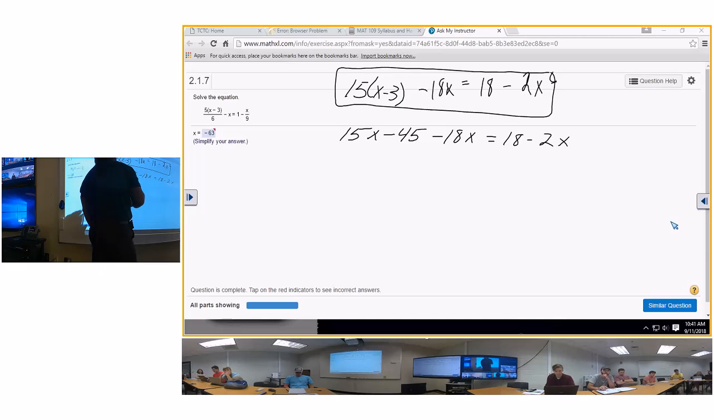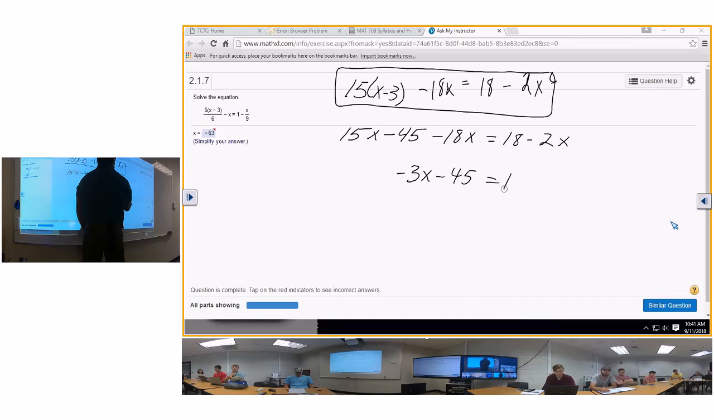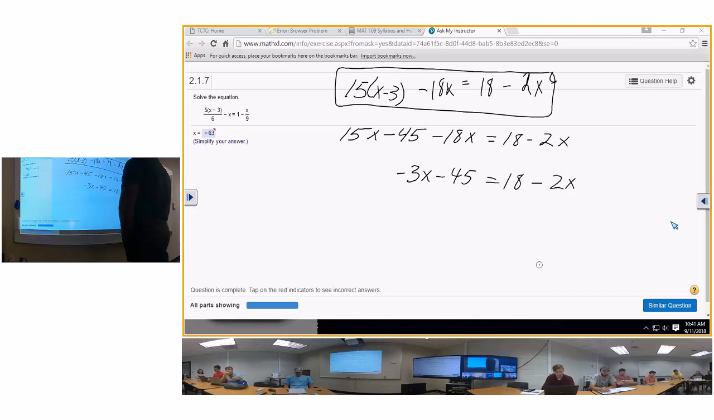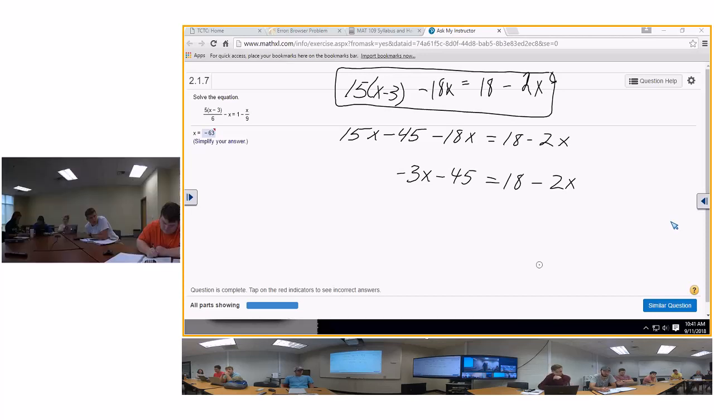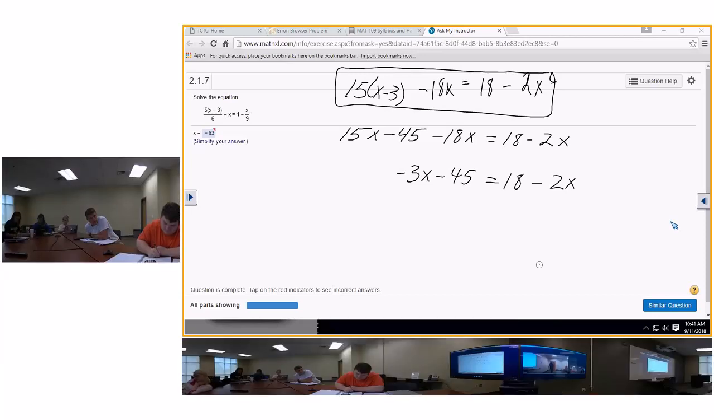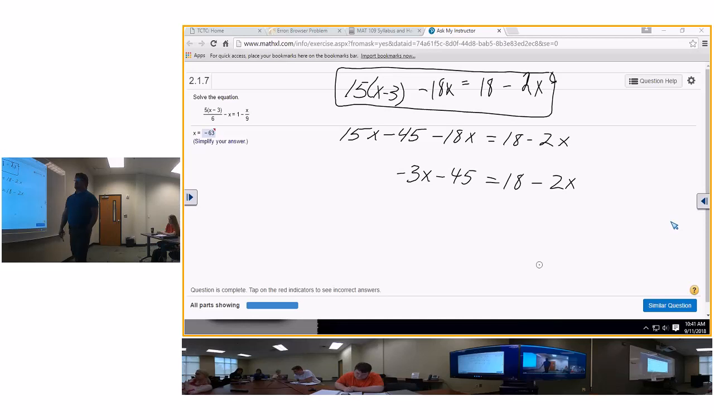15x minus 18x is negative 3x, minus 45, is equal to 18 minus 2x. Which one's the smaller bucket? Negative 2x or negative 3x? Which one has the smallest value? Negative 2x. Negative 3x. So you're going to move it to the right side.